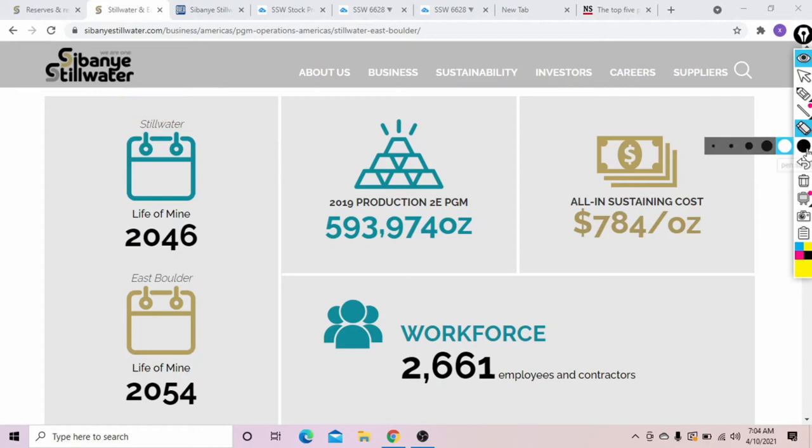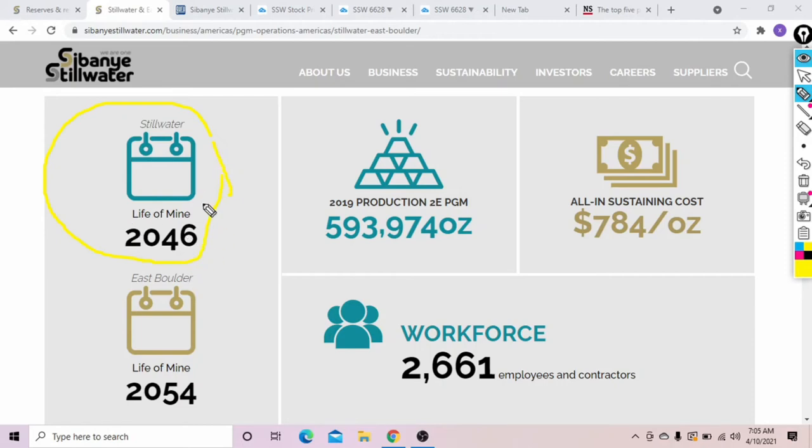which means Sibanyestillwater will be in existence up until 2046, based on those reserves and resources that I just shared with you. But of course, remember, this number can change as they increase their exploration activity, whereby they find new grounds of gold and platinum. This number can also increase, and exploration is something that is done throughout the existence of the mining company until they reach a point whereby they can't find any more blocks of ground that have these minerals. So this number is not a stationary number. It can change, it can go down, or it can go up.